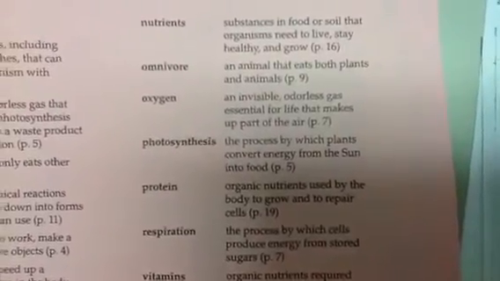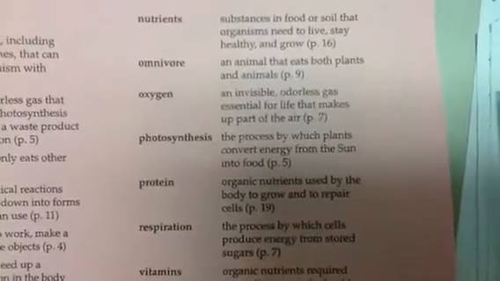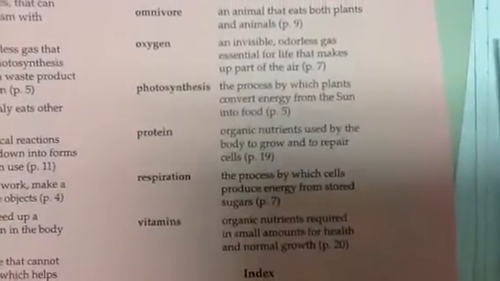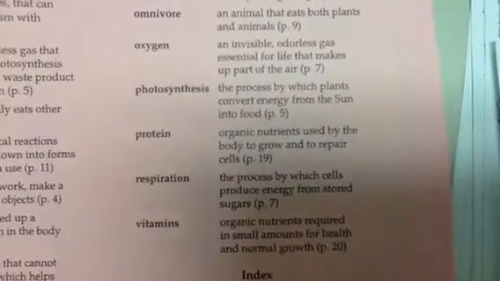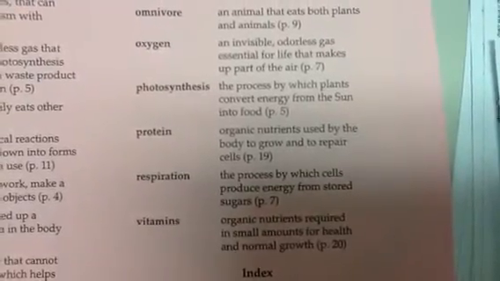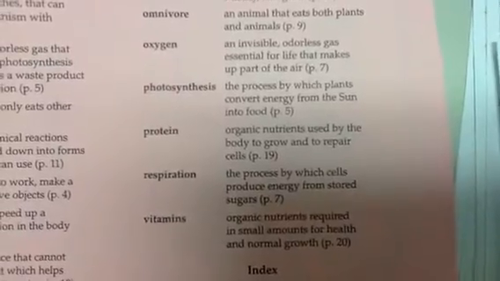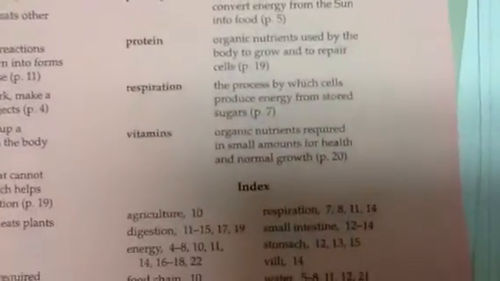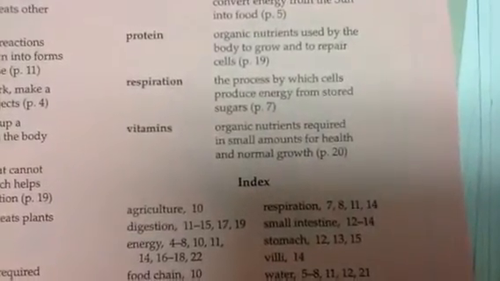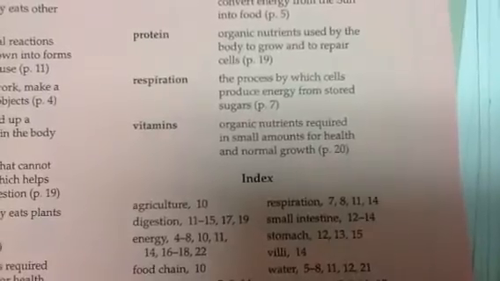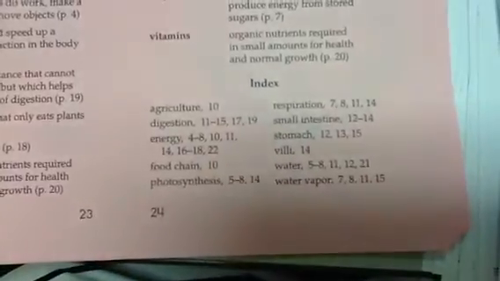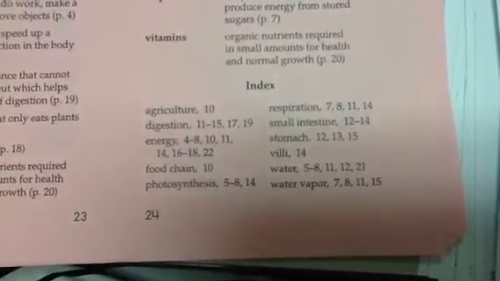Oxygen: an invisible, odorless gas essential for life that makes up part of the air. Photosynthesis: the process by which plants convert energy from the sun into food. Protein: organic nutrients used by the body to grow and to repair cells. Respiration: the process by which cells produce energy from stored sugars. Vitamins: organic nutrients required in small amounts for health and normal growth. The index shows where you would find other words that you might need.